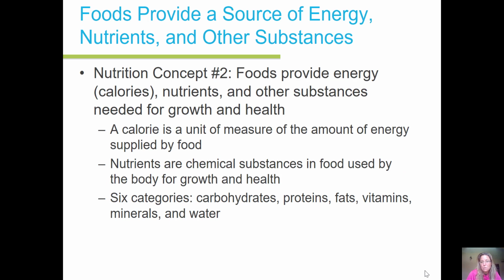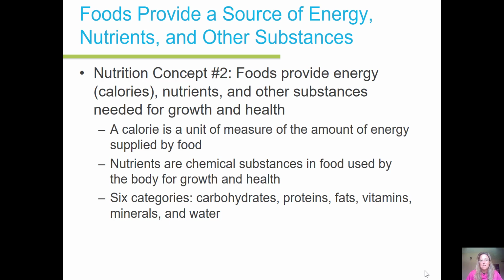Concept number 2 talks about foods providing energy. In the world of nutrition, energy comes in the form of calories. When we ingest, for example, carbohydrate, it produces energy in our body, and that's produced from the calories that the carbohydrates contain. Certain food sources contain these calories, and in turn they can produce energy.